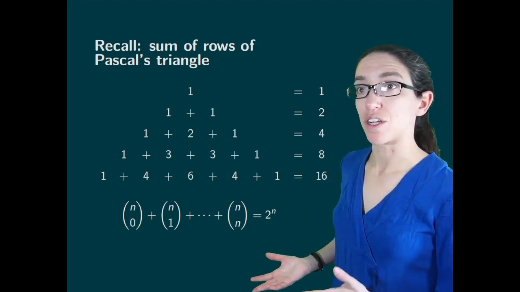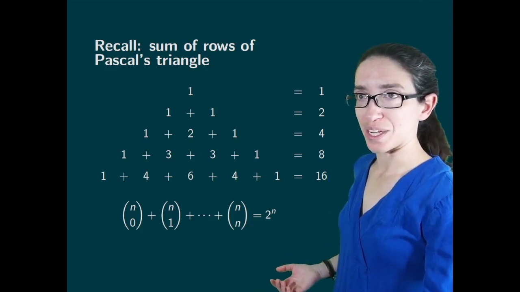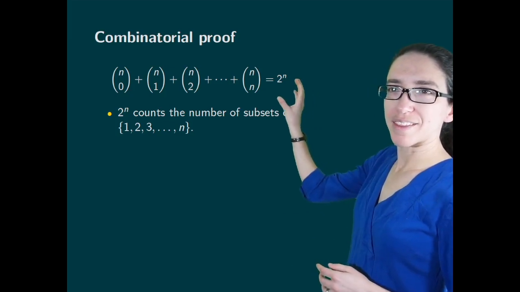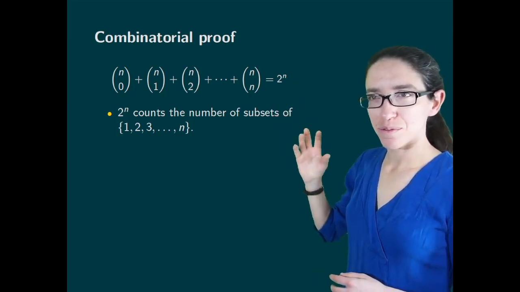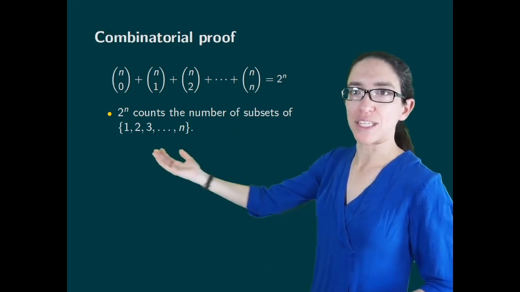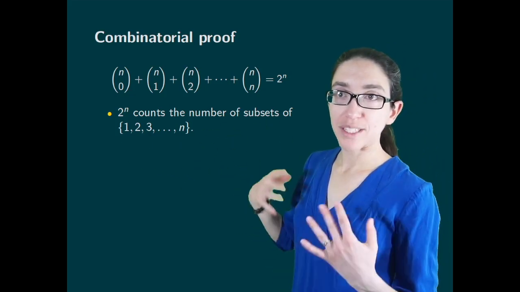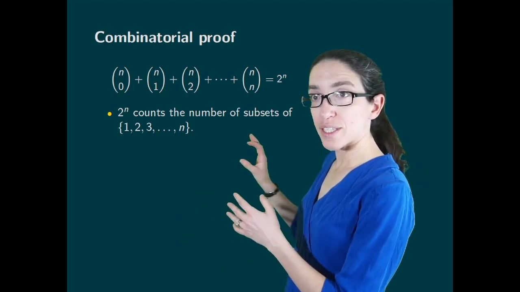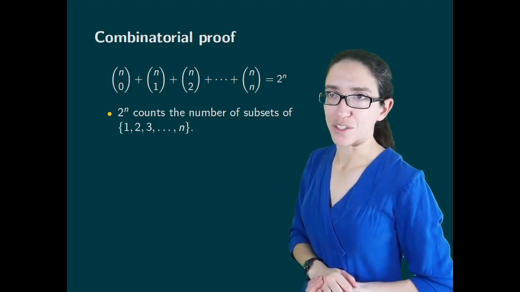And today we're going to prove it combinatorially with a counting in two ways argument. Let's set up a combinatorial proof by first looking at the simpler side, 2 to the n, and remembering something that 2 to the n counts. Let's go with the number of subsets of 1 through n. When we did subsets, we remembered that the number of subsets of 1 through n is 2 to the n, so let's use that as our set that we want to count in two ways.